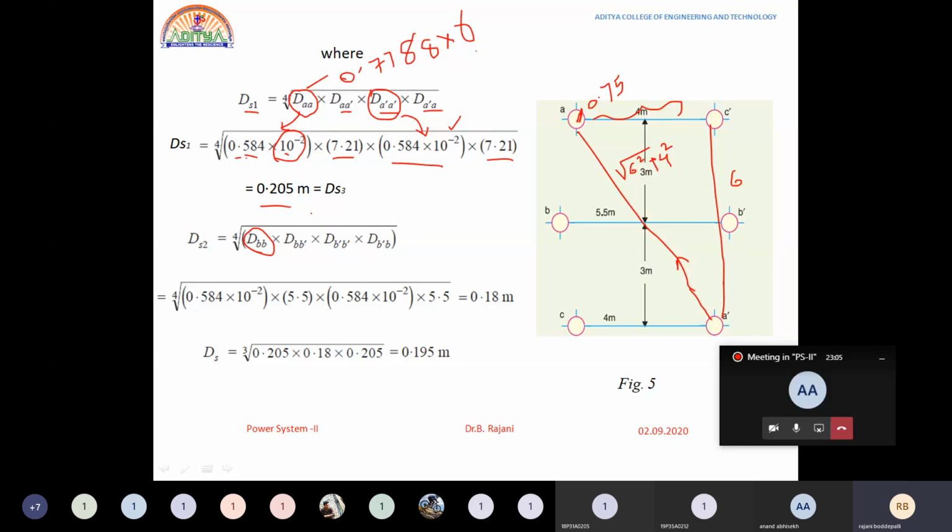0.7788 into R. This is the formula again, 0.7788 into R. So you have kept the value as 0.584 into 10 to the power of minus 2 into DBB dash. All of you see here, what is the distance from DB to B dash?